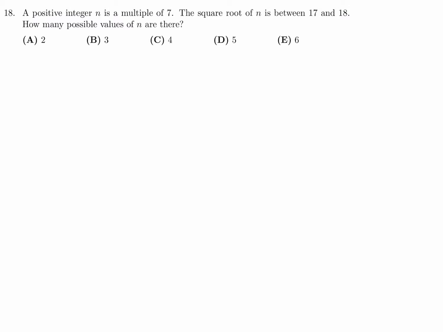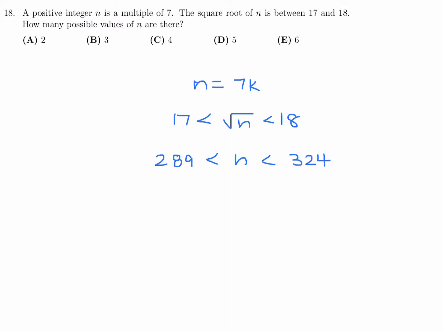N is a multiple of 7. Square root of n is between 17 and 18. How many possible values of n are there? So n is equal to 7k, and then the square root of n is between 17 and 18. So square everything, and this becomes n, but then 17 squared is 289, and 18 squared is 324. So how many multiples of 7 are there between 289 and 324?